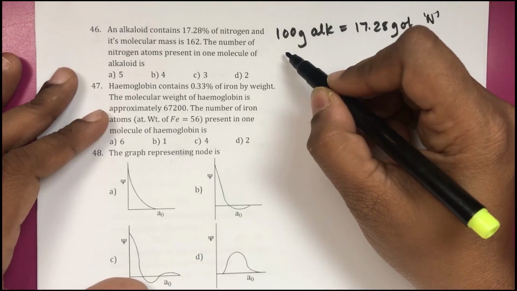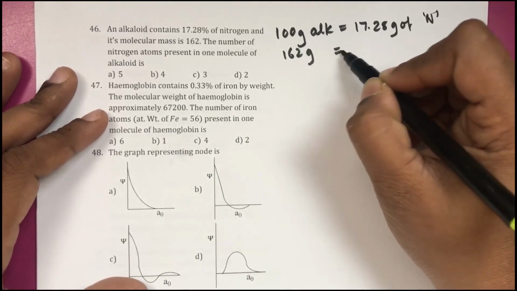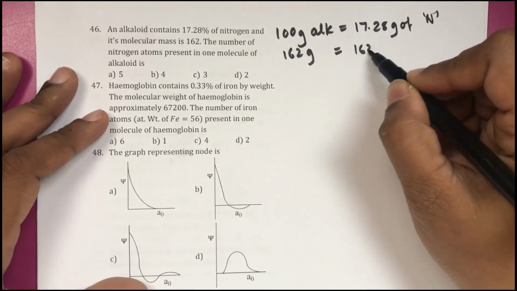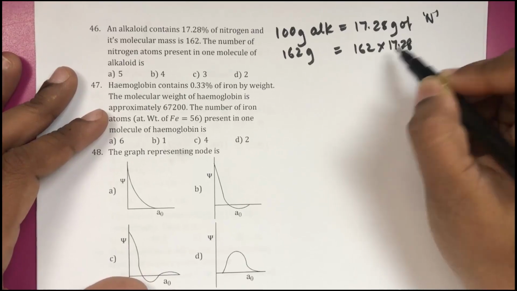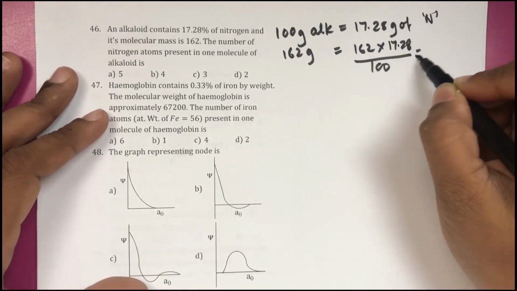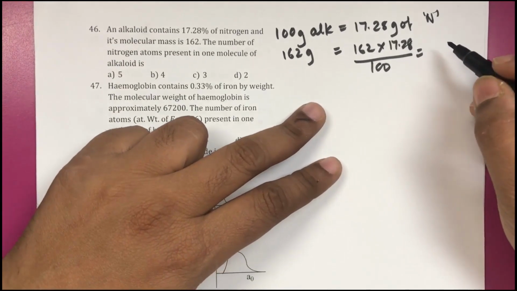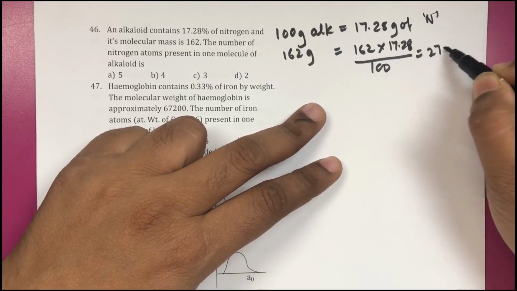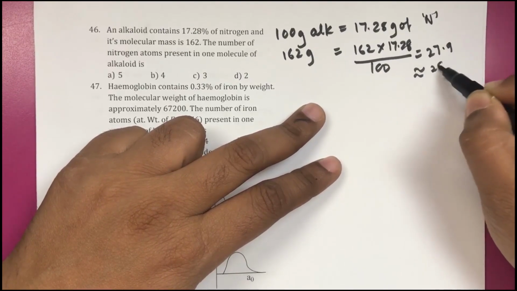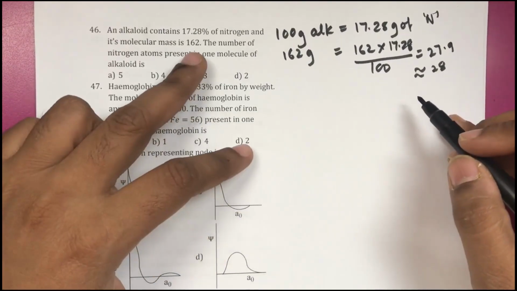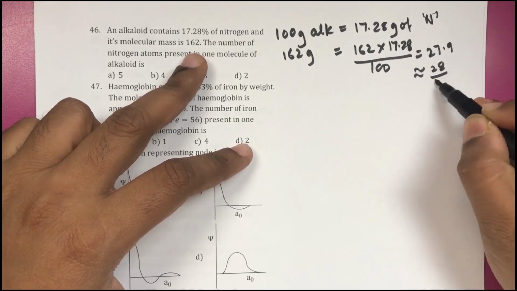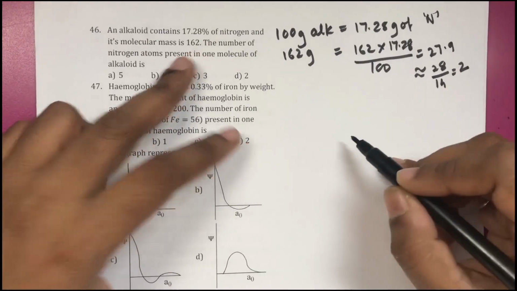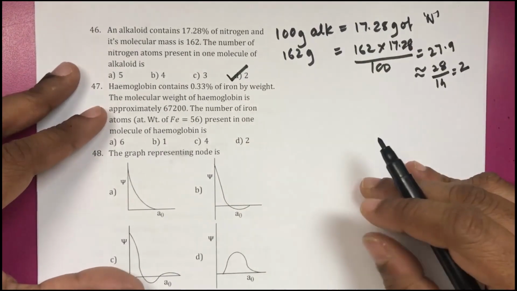Therefore, 162 grams of the alkaloid will be containing 162 into 17.28 divided by 100. That comes around 27.9, almost equal to 28. Atomic weight of nitrogen is 14. So this is divided by 14, that comes 2. So the answer is option D.